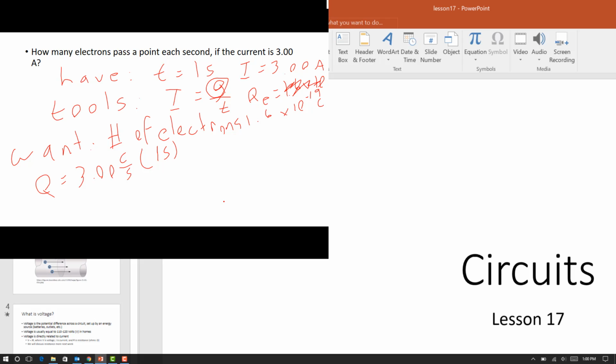Sorry, I'm writing with my finger because I didn't know if this was going to work, so I didn't bring my stylus. And my finger is significantly larger at the end than the stylus is. All right, so we are also dealing with 3.00 coulombs, right? Seconds cancel, and 1 times 3.00 is just 3.00.